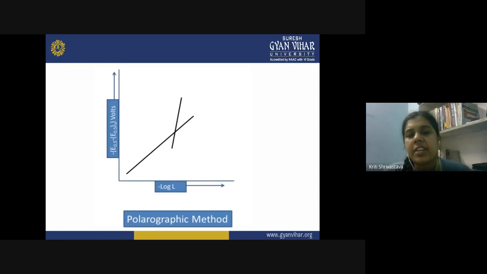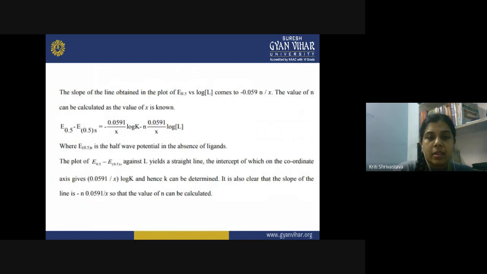So this is the graph that we get from the polarographic method. We are plotting these values against minus log L, and the point of the intersection gives you the concentration of the ligand that is actually present in the complex formation, and when you divide it with the metal concentration, you will get the value of N. So the slope of the line which is obtained comes to be minus 0.059 n upon x, and now the value of n you can calculate from the equation once you know the value of x.